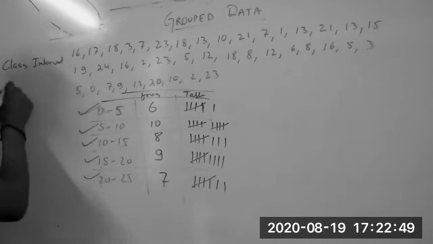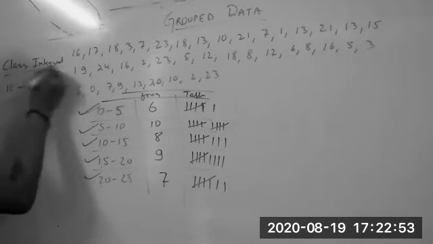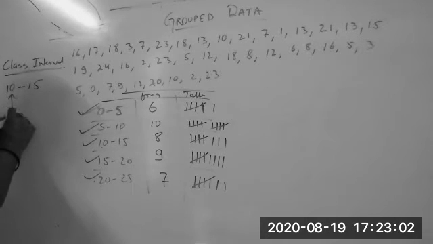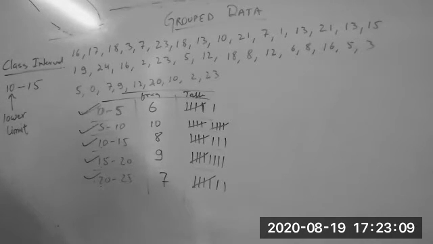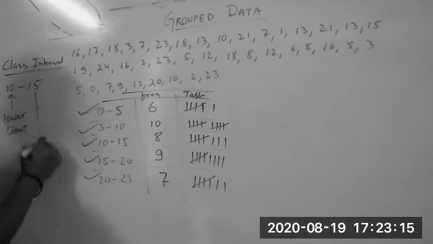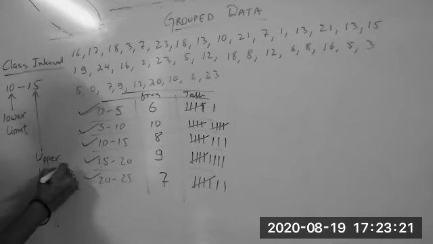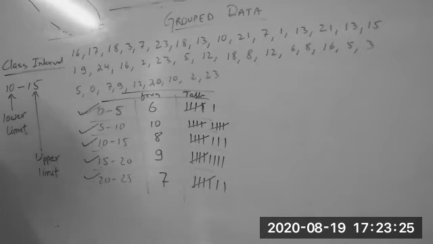So if I say 10 to 15 is a class interval, then in this class interval, 10 is known as the lower limit and 15 is known as the upper limit. Again, I am repeating: in the class interval 10 to 15, 10 is known as lower limit, 15 is known as upper limit.